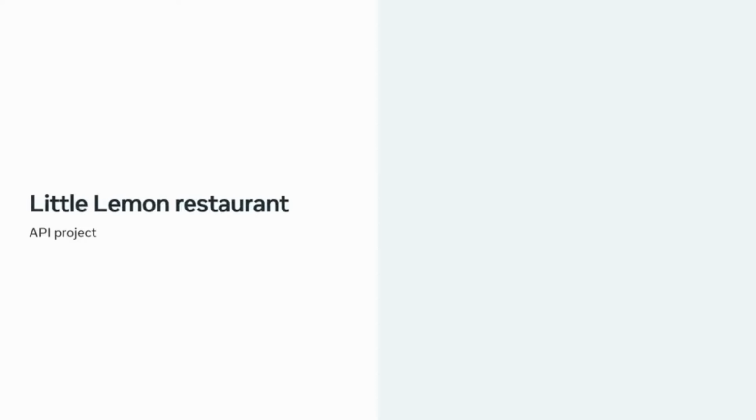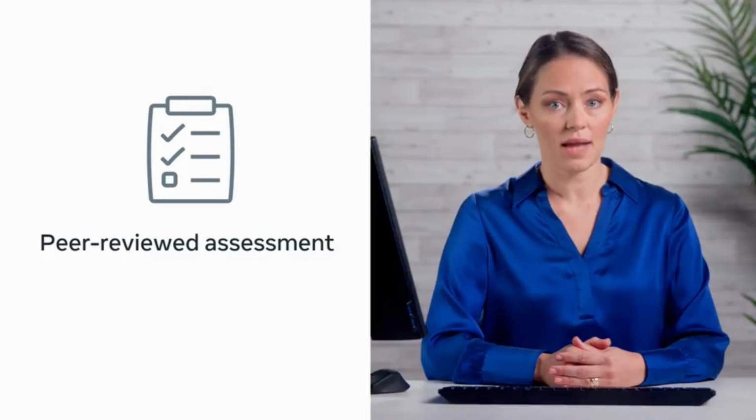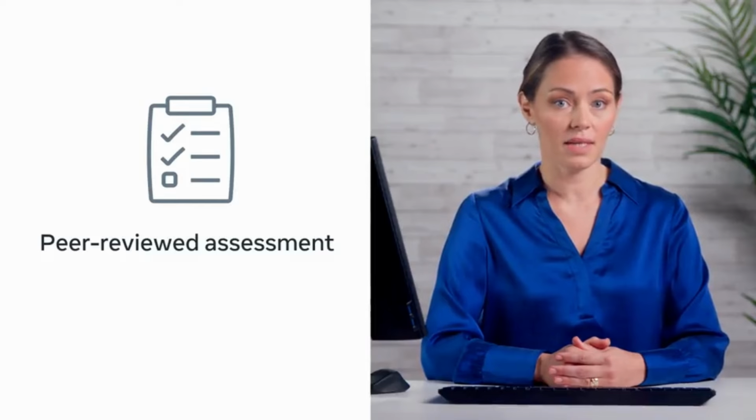In the third week, you will learn how to control access to your APIs and put systems in place to ensure you maintain their health. Lastly, you'll have an opportunity to complete the graded assessment, which is the Little Lemon Restaurant API project. And you'll get an opportunity to provide feedback on your classmates' projects as well, since this is a peer-reviewed assignment.